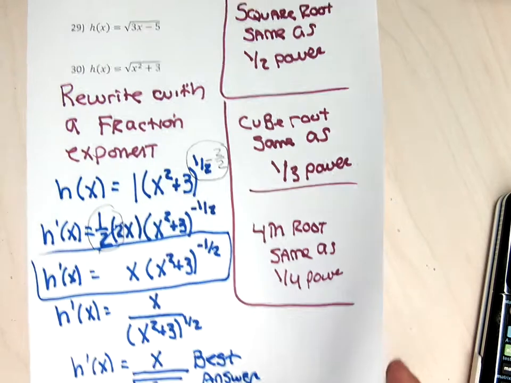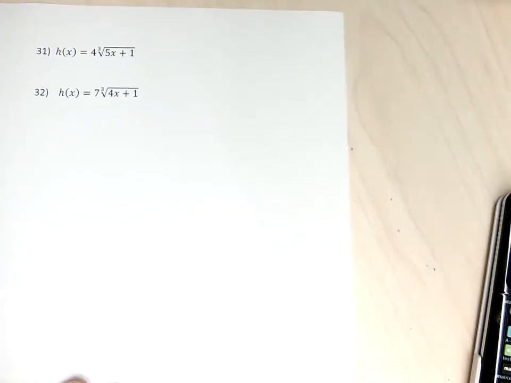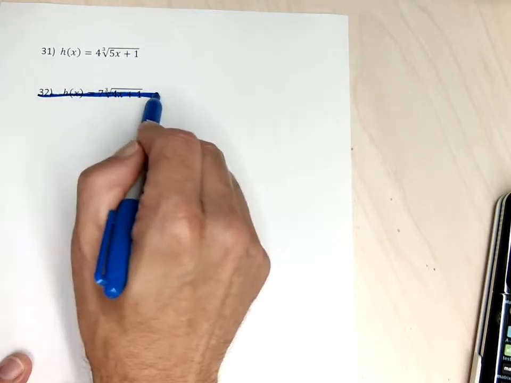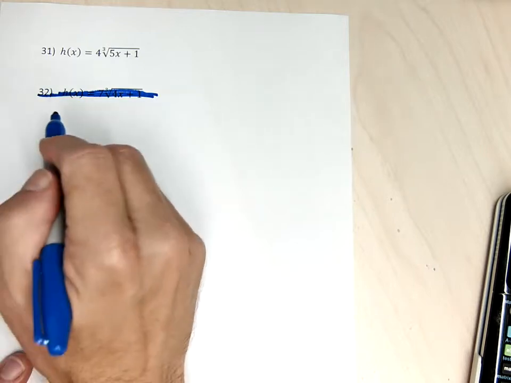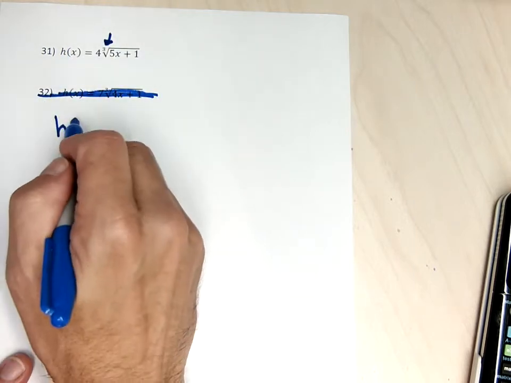All right, maybe I'll do 31 with you, just so you don't have to be stuck doing it. So for 31, anytime I see a radical, I'm going to change it into something that has a fraction exponent. This is a cubed root. That 3 implies a cubed root.